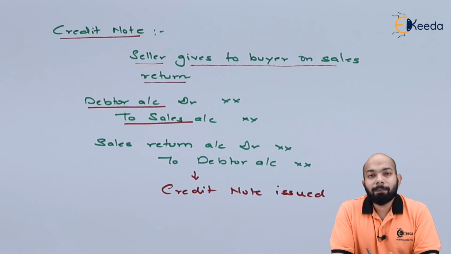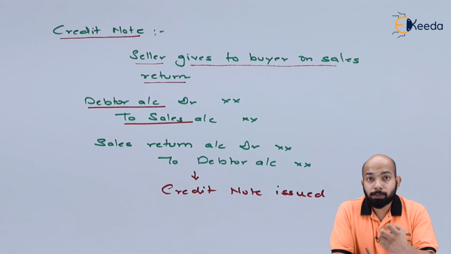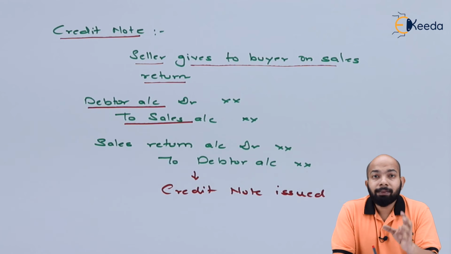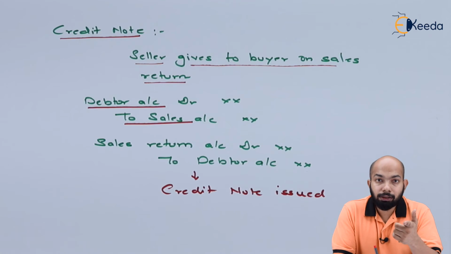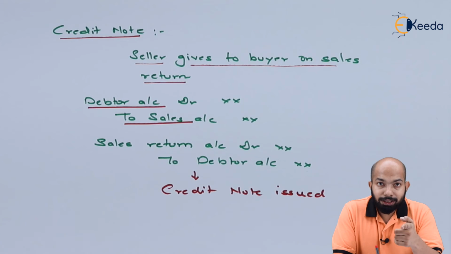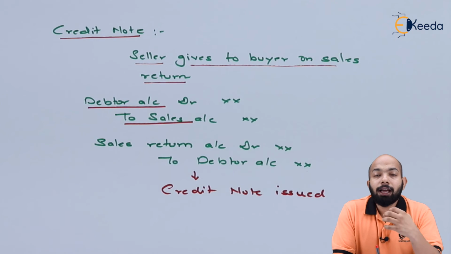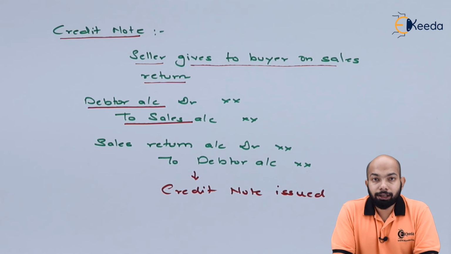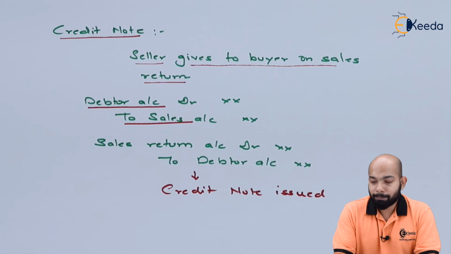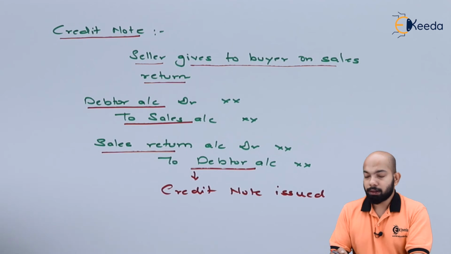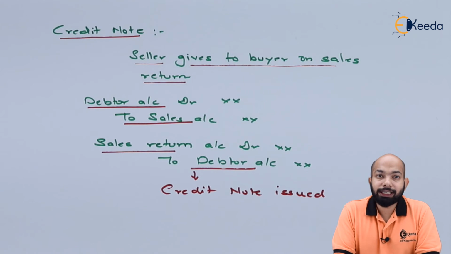When you send certain goods back to me, at that point of time, there will be a sales return for me, and similarly, you will have a purchase return for yourself. So those purchase returns that you are sending back to me, I'll consider them as sales return. So I'll pass another entry for this, which will refer to sales return. Let's figure out that entry. Sales return account debit to debtor account.